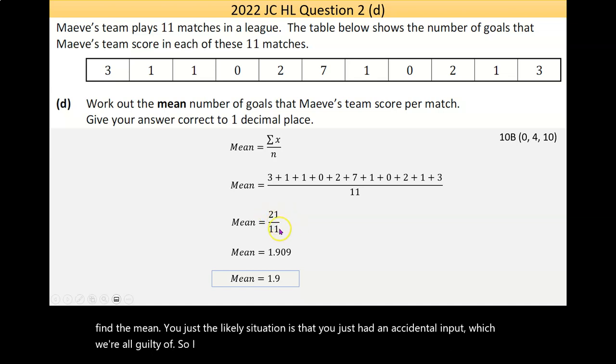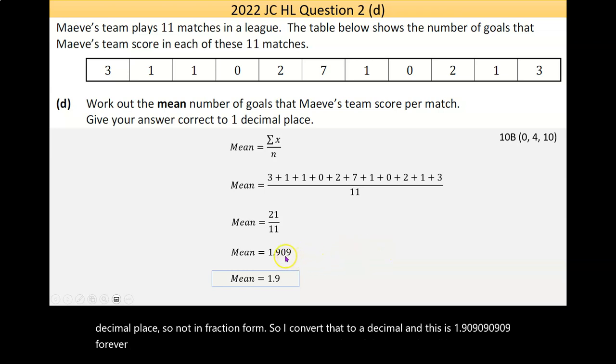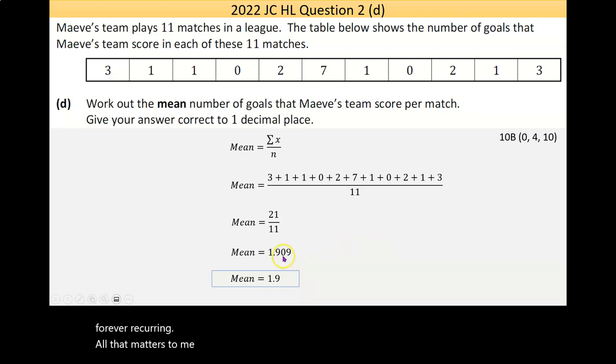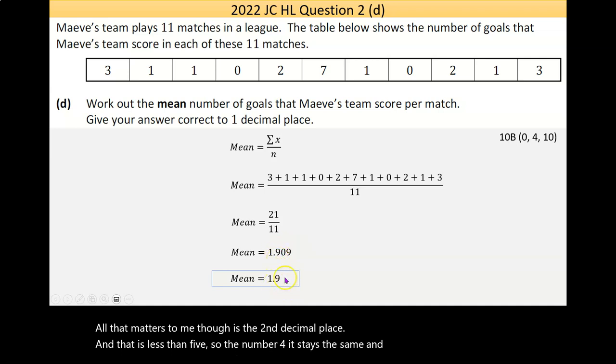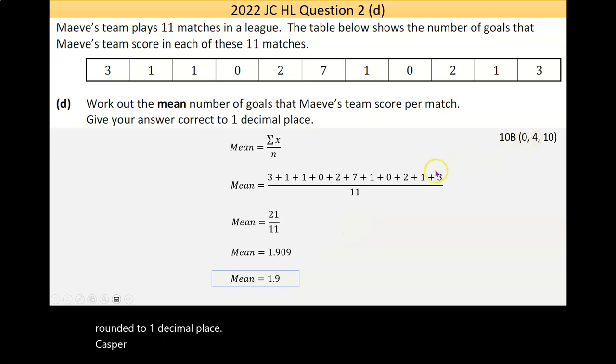So I end up with 21 over 11. Now, they do say they want the answer given to one decimal place, so not in a fraction form. So I convert that to a decimal, and this is 1.9090909099 forever, recurring. Now, all that matters to me is the second decimal place, and that is less than 5, so the number before it stays the same. And you have 1.9, and that's rounded to one decimal place. Class, Part D is a nice chunk of marks for finding the mean of a simple set of data.